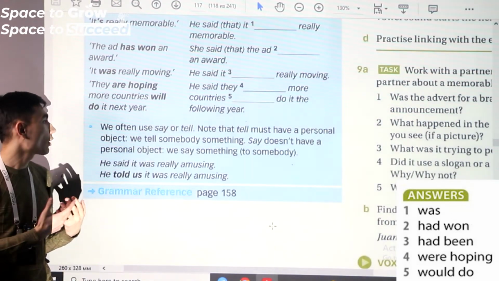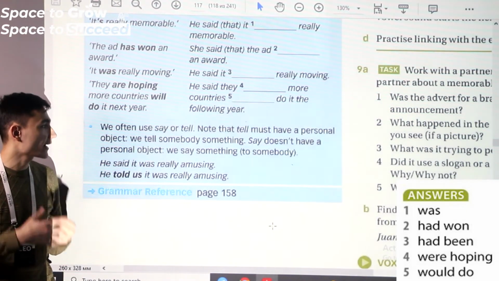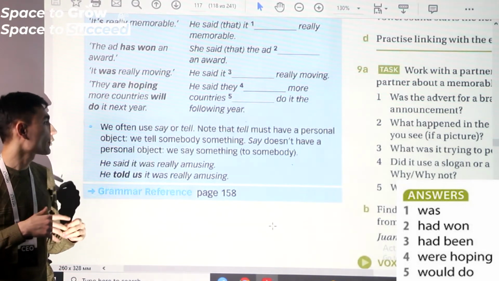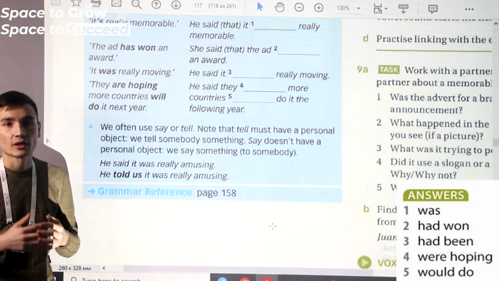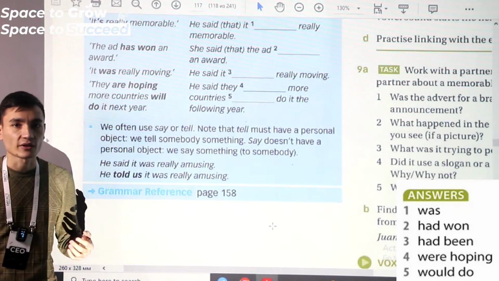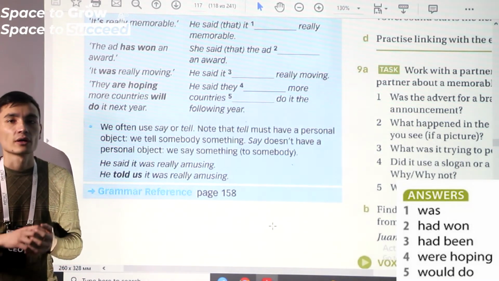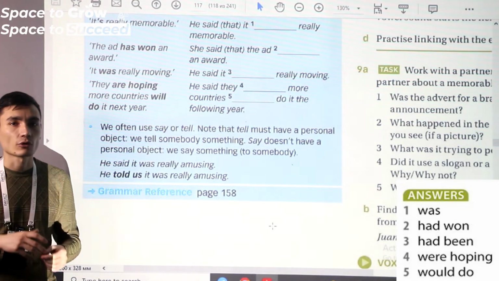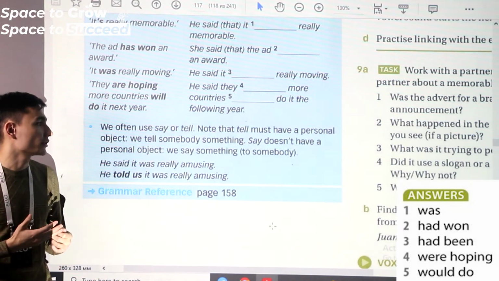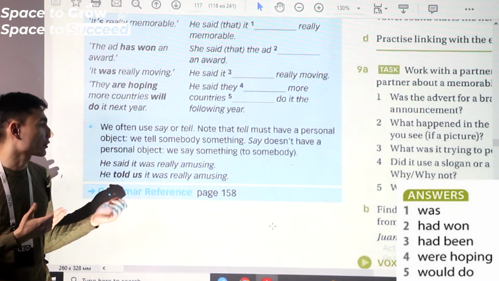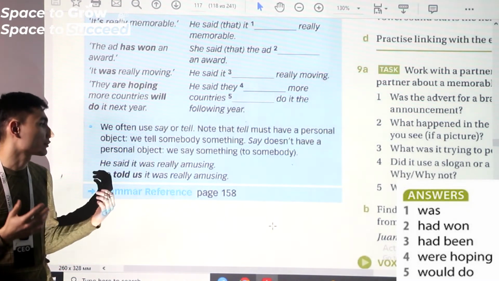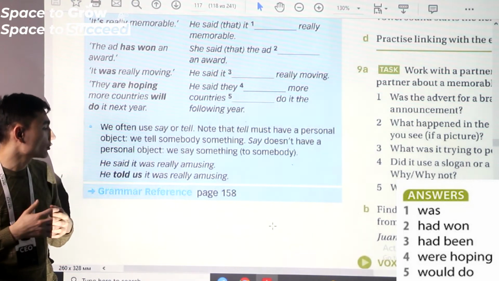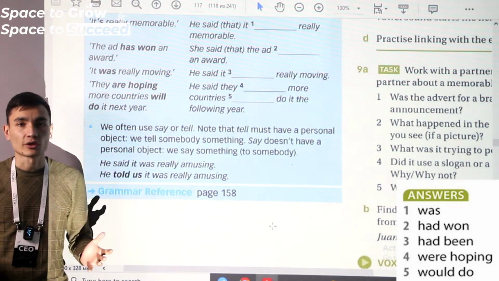And here we often use say or tell. Note that tell must have a personal object. We tell somebody something. For example, he told me he was leaving. He said he was leaving. So as you see, with tell, we always have to use an object. Say doesn't have a personal object. We say something or say to somebody. He said it was really amusing. He told us it was really amusing.